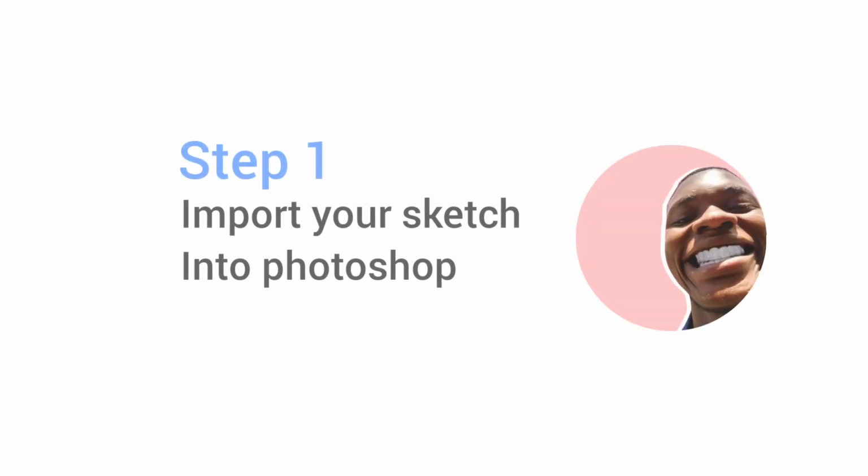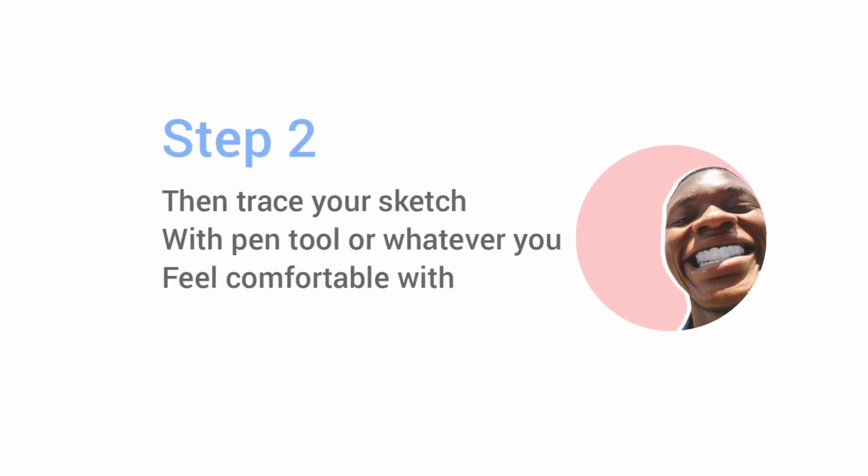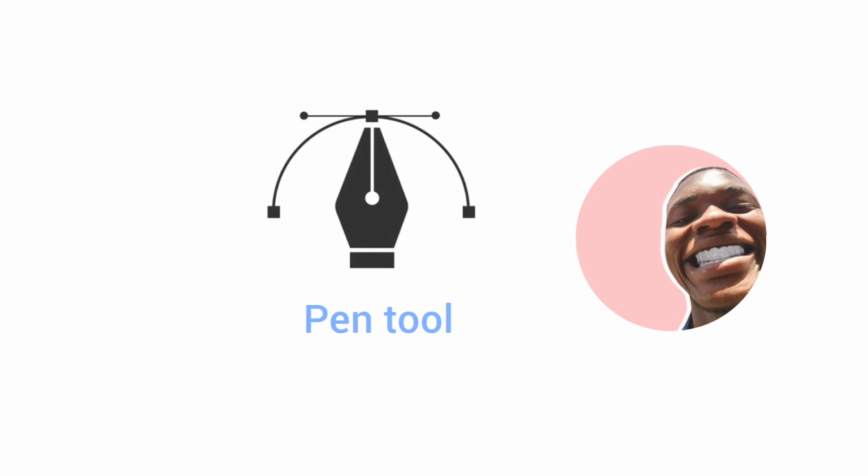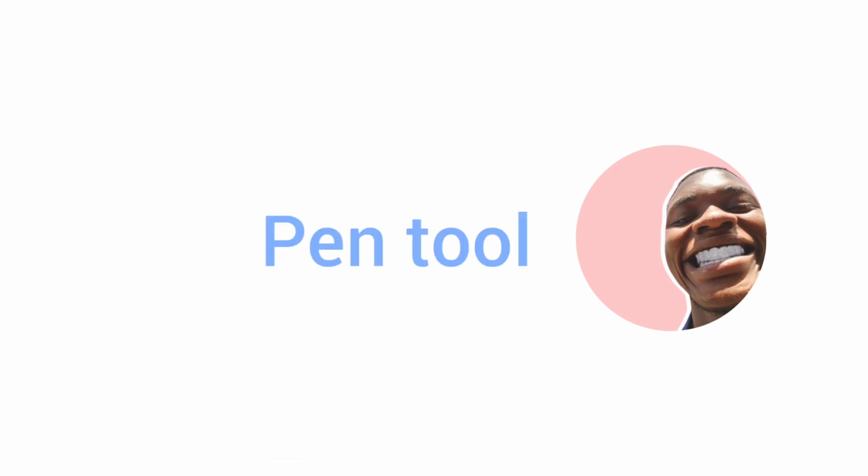First of all, you want to start by importing your picture into Photoshop. Step 2, you want to trace out the sketch so you can have the digital print of it. Let's use that pen. Now in this part, I'm going to advise you use the pen tool. You can use the lasso tool, you can use whatever tool you feel comfortable with, but I'm going to advise you using the pen tool and converting it to path.